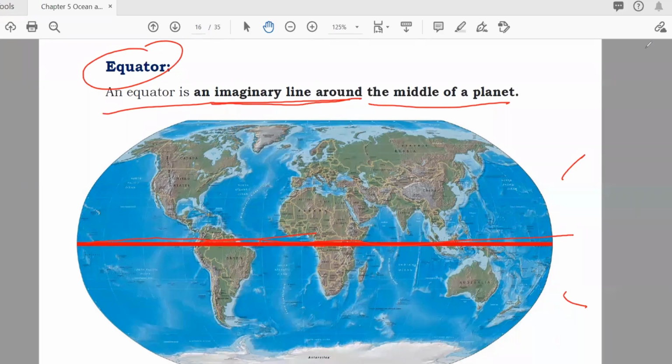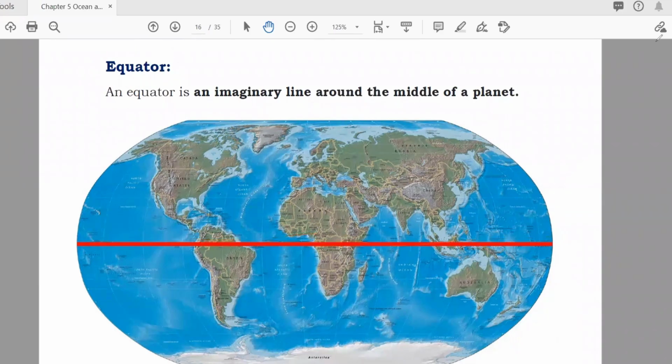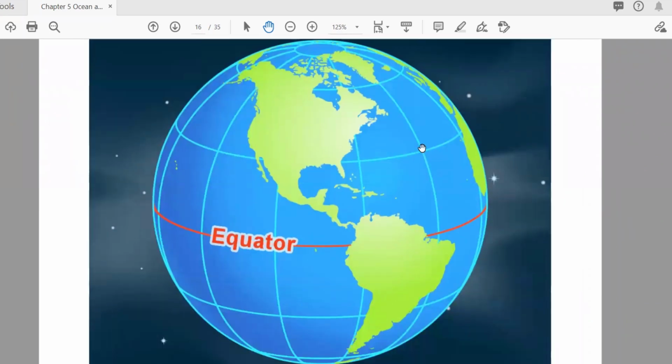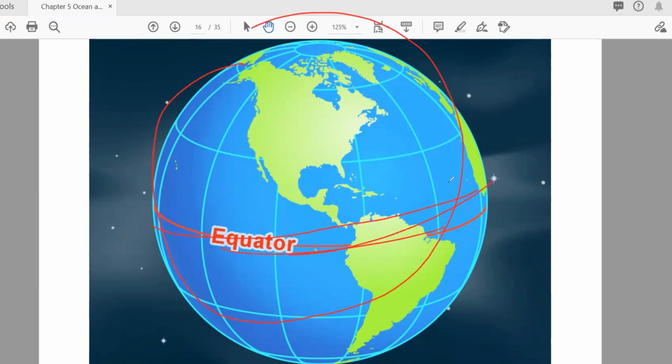Is it clear? Yes, please answer, because if you're not answering, I don't know whether you are understanding or not. After that, here they took the round shape of the earth, and then they drew this line, the equator. The same thing, but a different diagram.